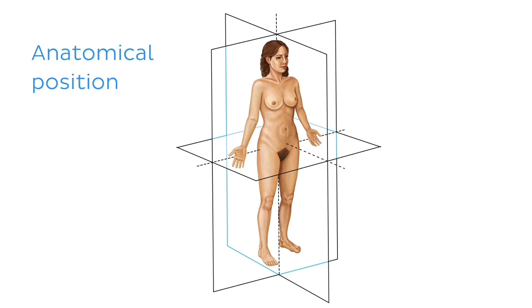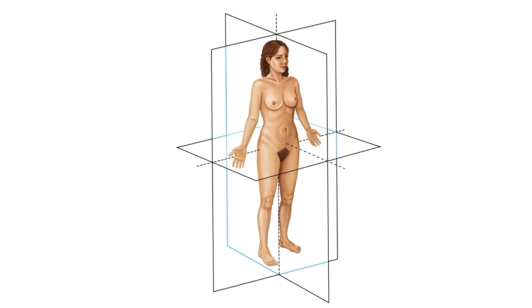So, what exactly is it? Well, in the anatomical position, we always consider the person as standing upright, with arms to the side, palms facing forward, and thumbs pointing away from the body. The feet are slightly apart and parallel to each other, with the toes pointing forward, and the head facing forward, and the eyes looking straight ahead.